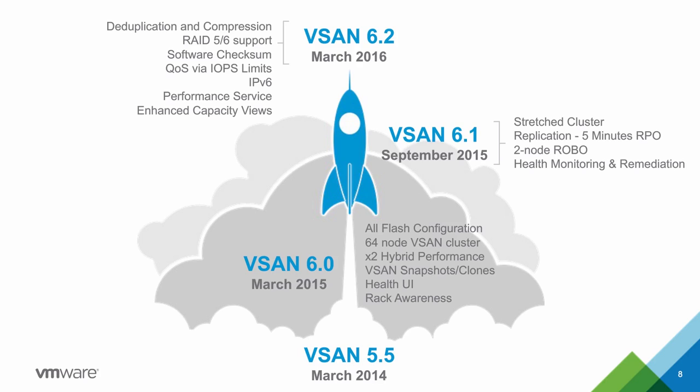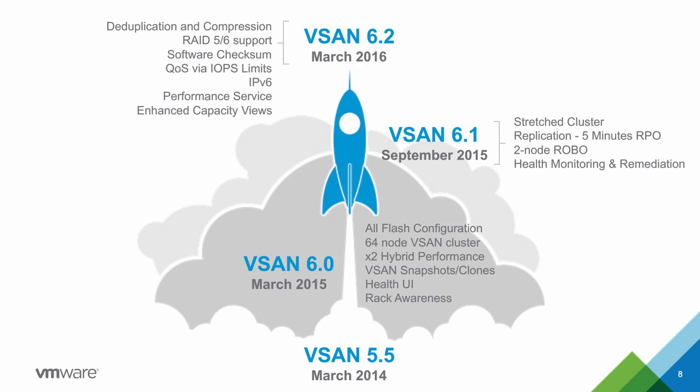In 6.1, we introduced Stretch Cluster, and that works with having 2 sites. Reads are served locally, and you can stretch that up to 5 milliseconds. And then also in 6.1, with a native replication within vSphere, if you're going vSAN to vSAN, you can hit a 5-minute recovery point objective.